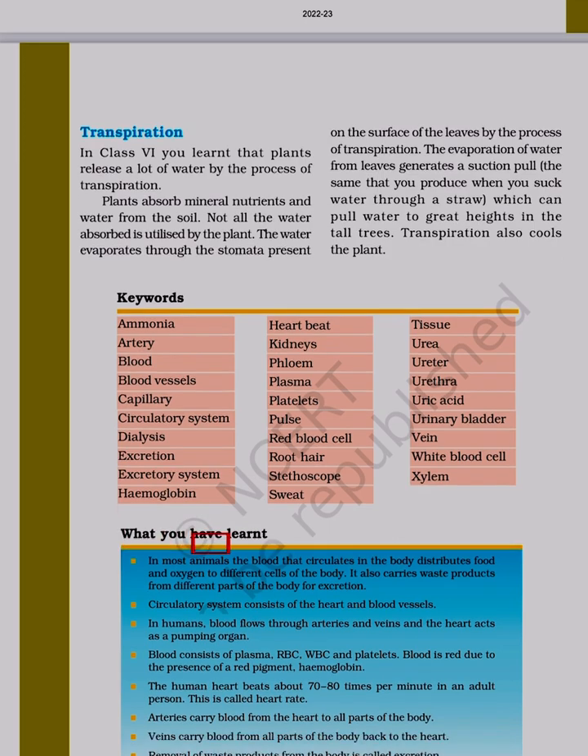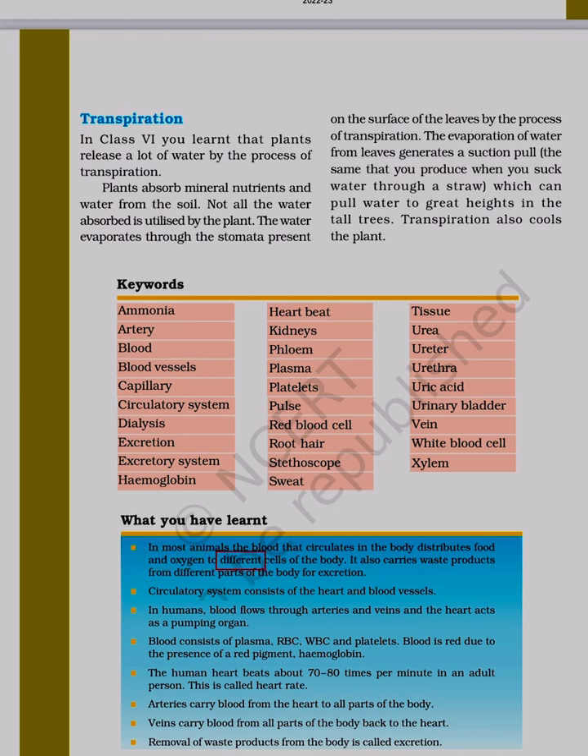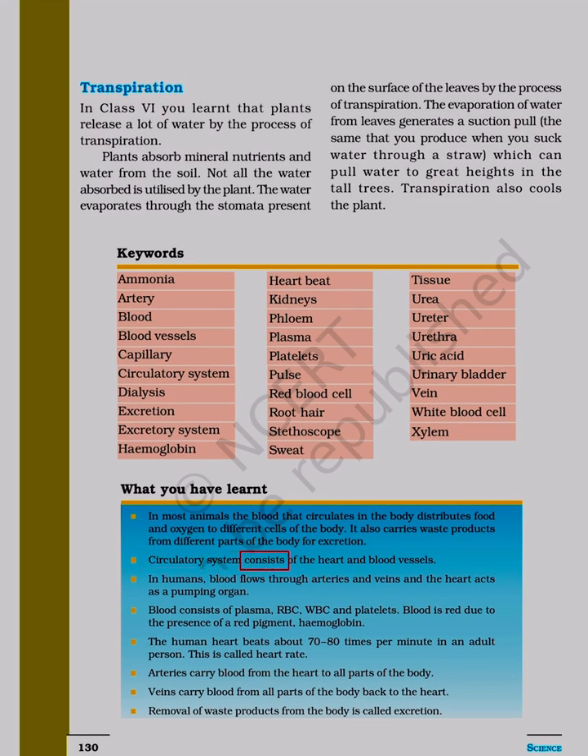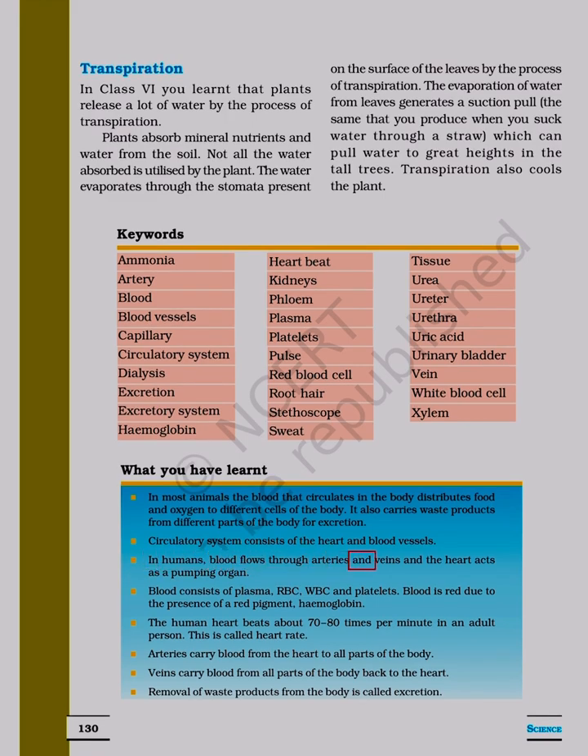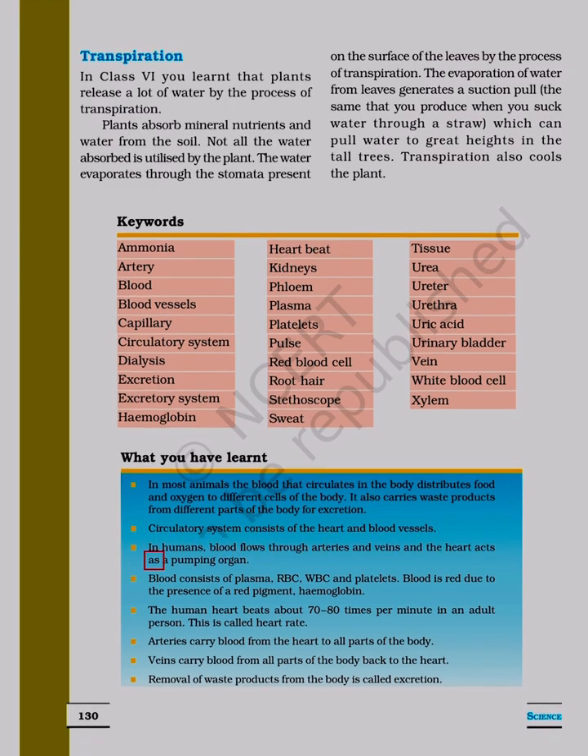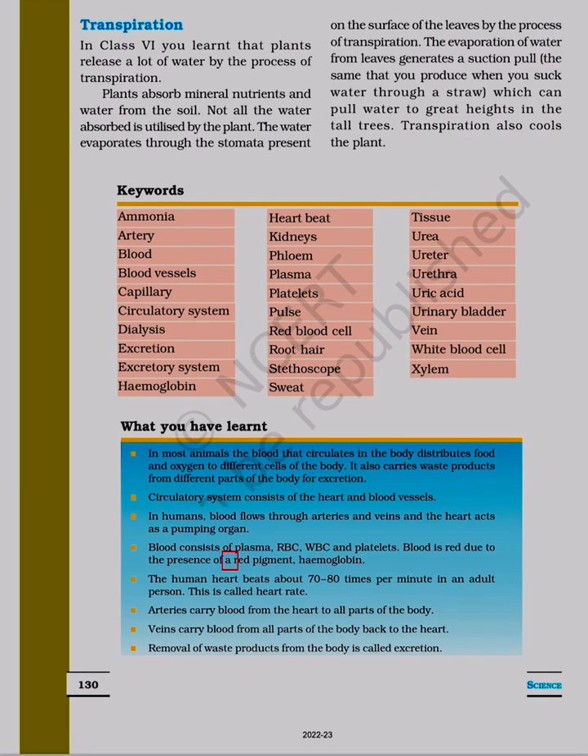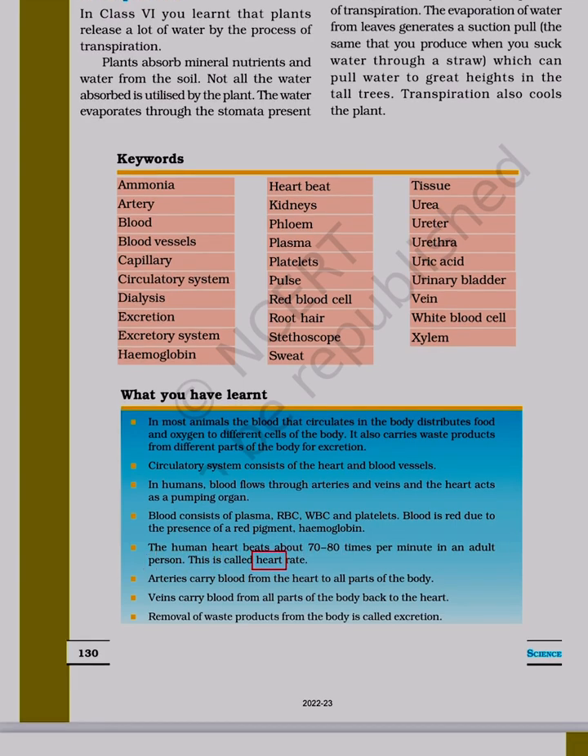Transpiration also cools the plant. What you have learned. In most animals the blood that circulates in the body distributes food and oxygen to different cells of the body. It also carries waste products from different parts of the body for excretion. The circulatory system consists of the heart and blood vessels. In humans, blood flows through arteries and veins and the heart acts as a pumping organ. Blood consists of plasma, RBC, WBC and platelets. Blood is red due to the presence of a red pigment, hemoglobin. The human heart beats about 70 to 80 times per minute in an adult person. This is called heart rate.